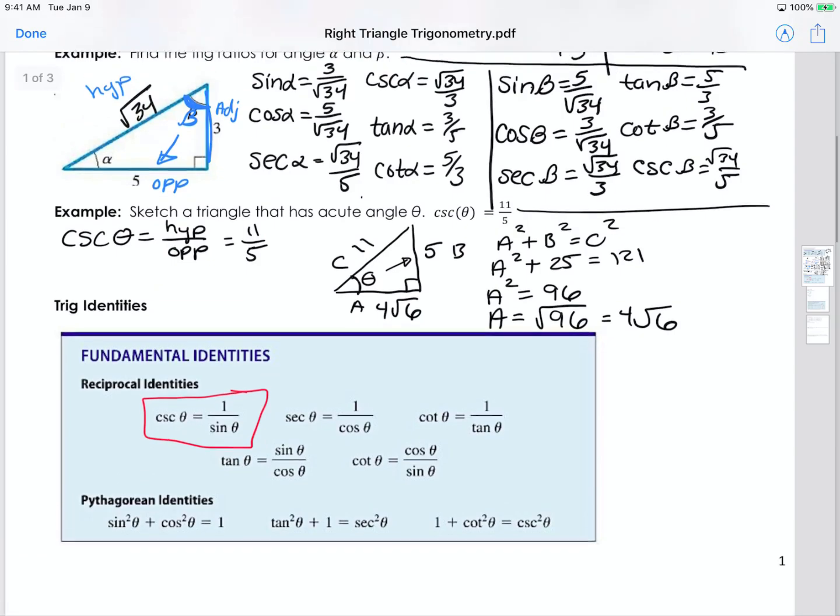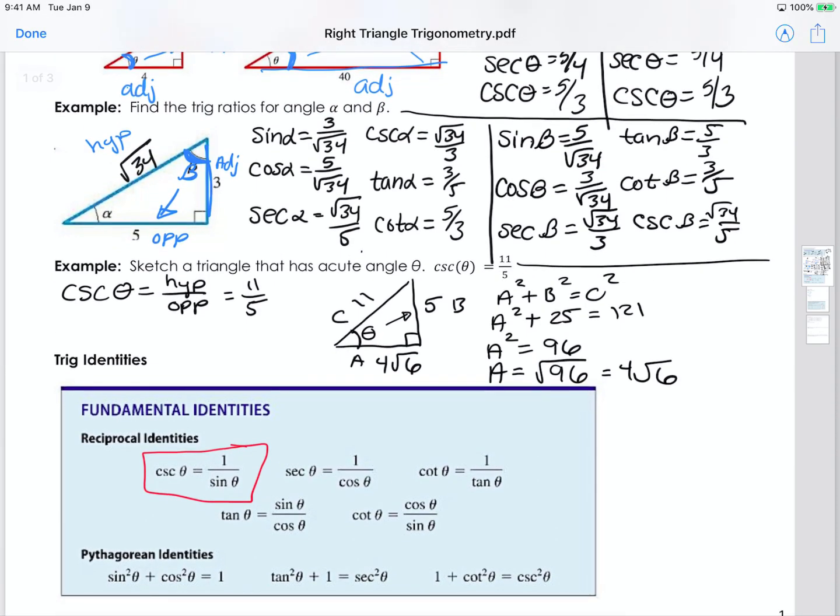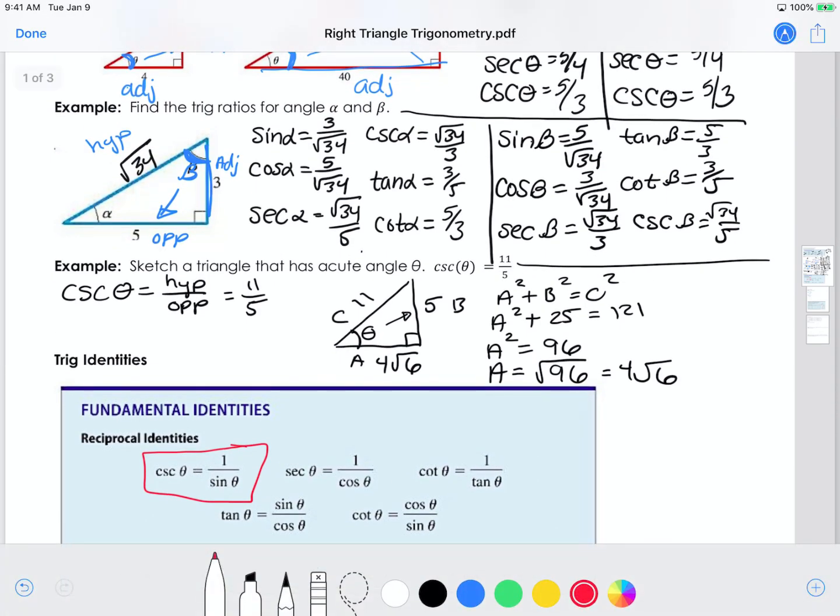And if you look up here in our previous example, if you look at sine and cosecant, they are reciprocals of each other: 3 over the square root of 34 and the square root of 34 over 3. The next one says secant and cosine are reciprocals of each other. Here's cosine, 5 over the square root of 34, and here's secant, the square root of 34 over 5. Those are reciprocals of each other.